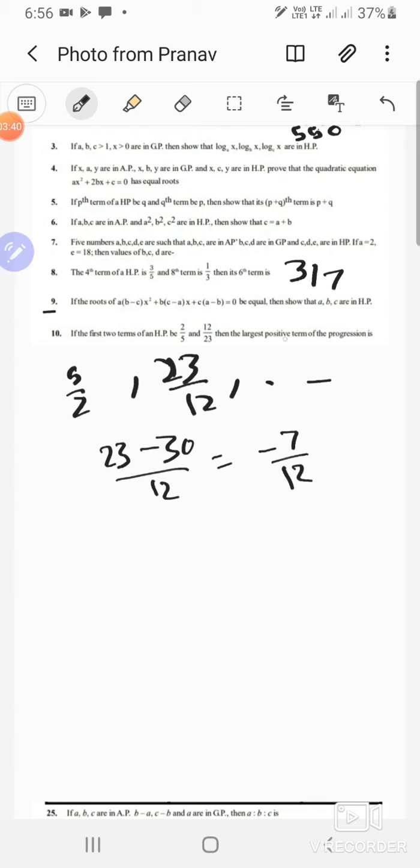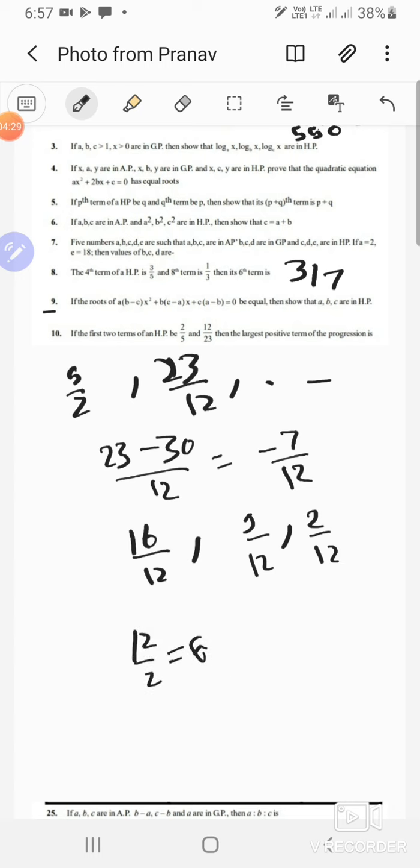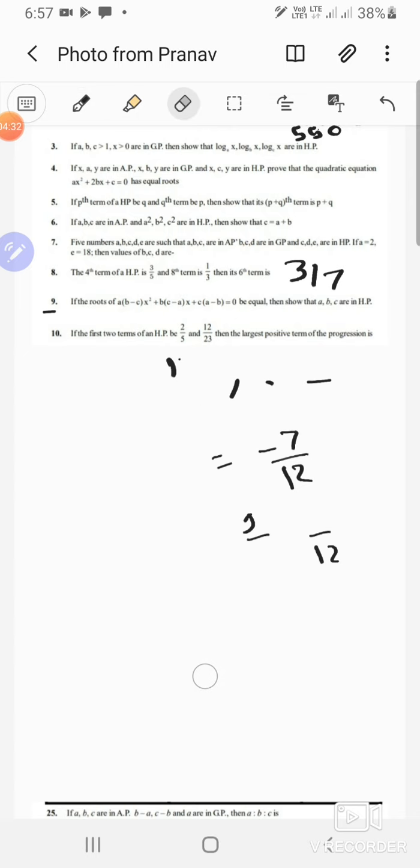Okay, fine. We have to find the largest positive term of the harmonic progression. So in other words, we have to find the smallest positive term of this arithmetic progression, and then we have to flip that to get the largest positive term of that harmonic progression. Okay, fine. So 23 by 12, and then the next term is going to be 16 upon 12. Then the next term is going to be 9 by 12, and then the next term is going to be 2 by 12. Fine. So 2 by 12 is going to be the smallest positive term of this arithmetic progression. So when you flip it over, you get 12 by 2, which is 6, as the largest positive term of this progression. Fine. This was easy.